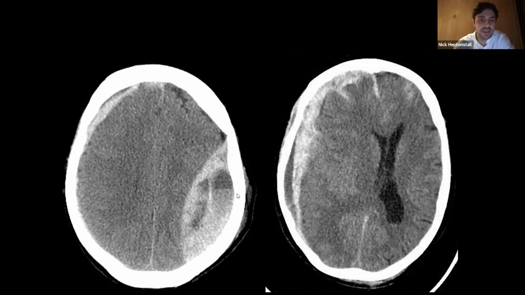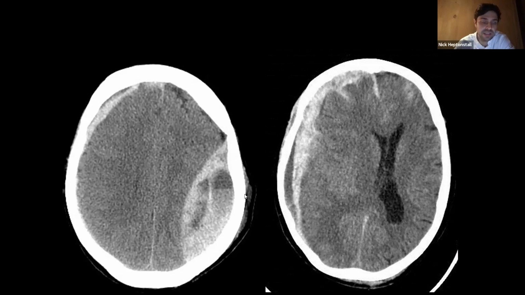So this is quite a nice case because it shows you two forms of extra-axial hemorrhage. On the right side, there's an area of increased attenuation along the right cerebral hemisphere. So that's a subdural, conforms to the shape of the cerebral hemisphere. On the left side, there is an area of hemorrhage, increased attenuation, which doesn't conform to the shape of the cerebral hemisphere. So that's an extradural hematoma.